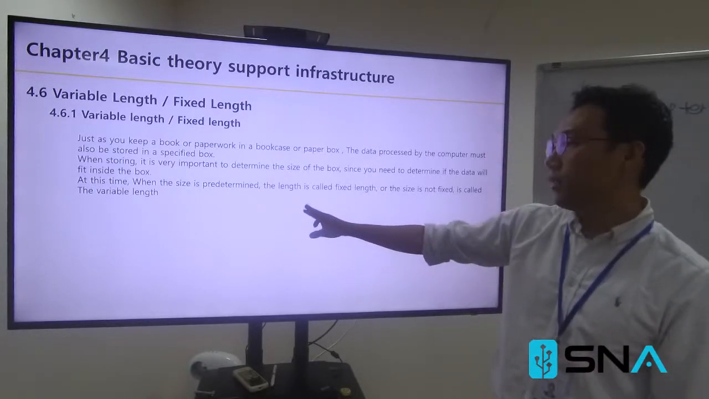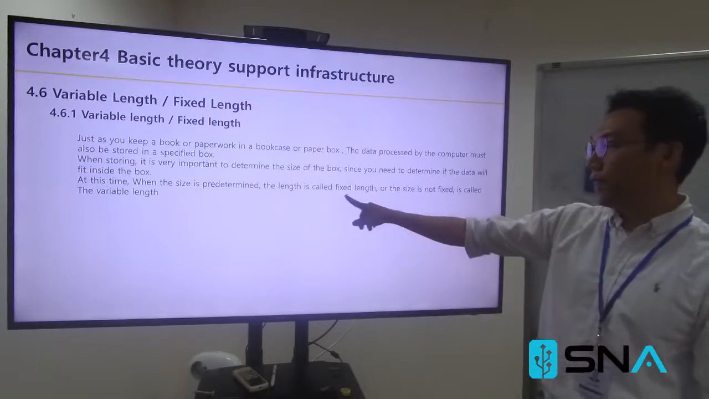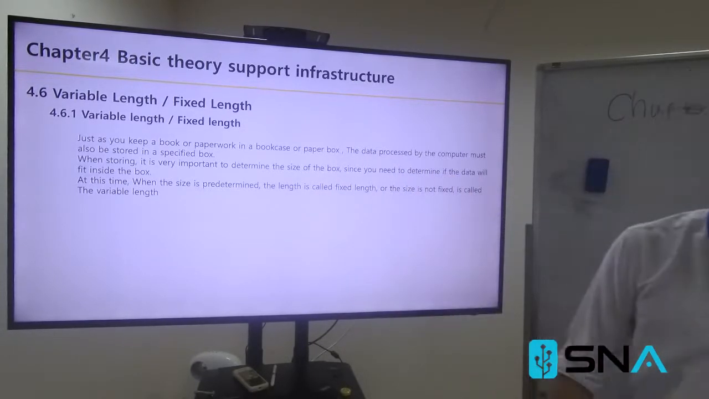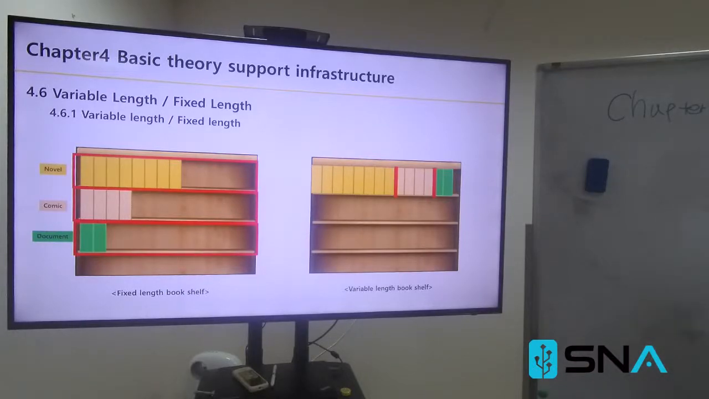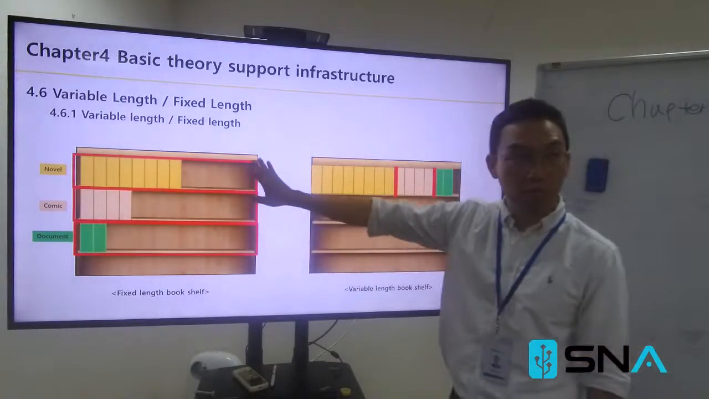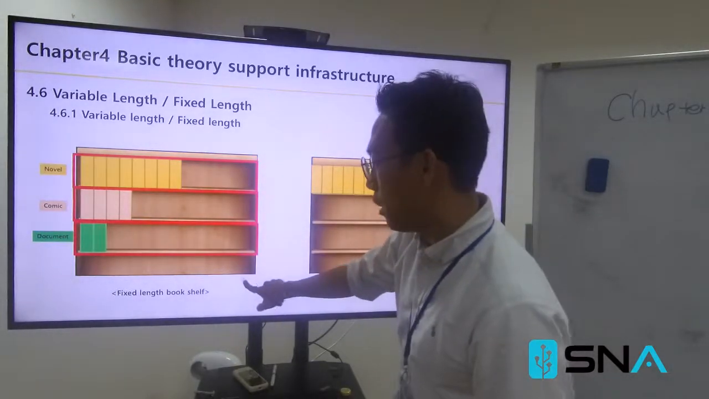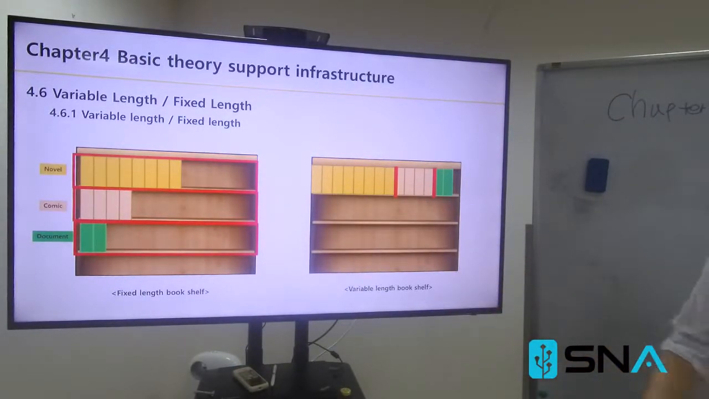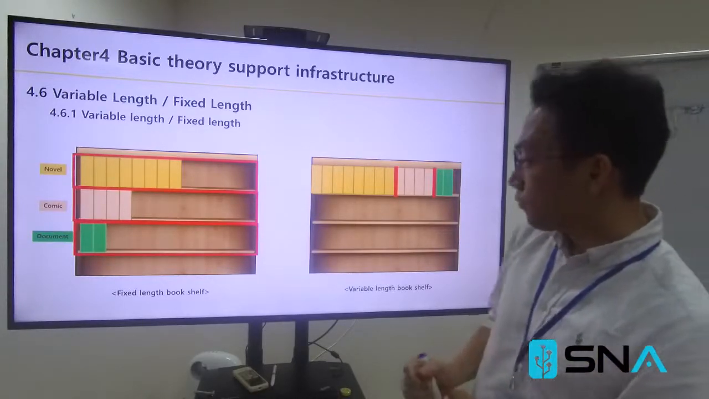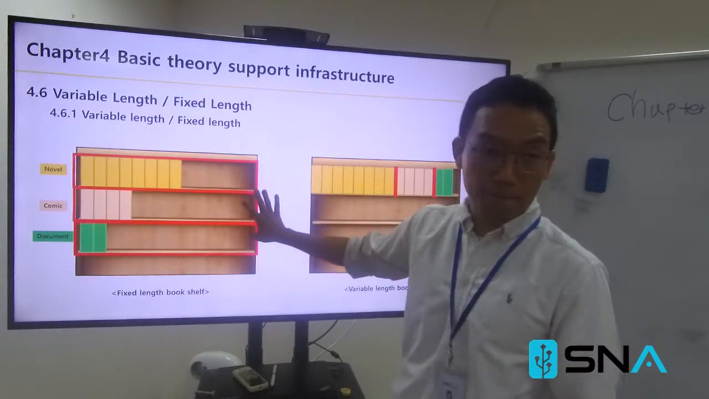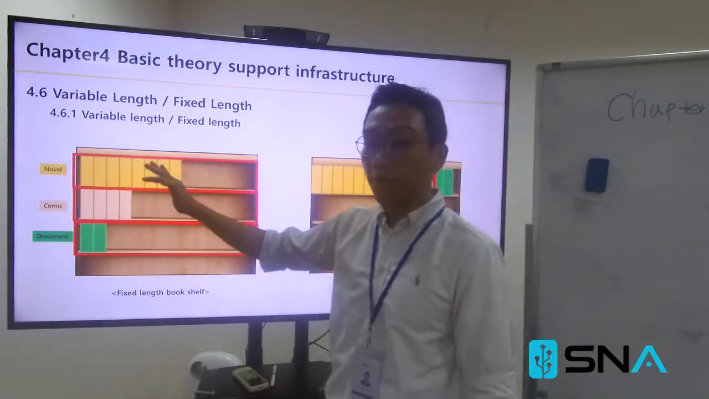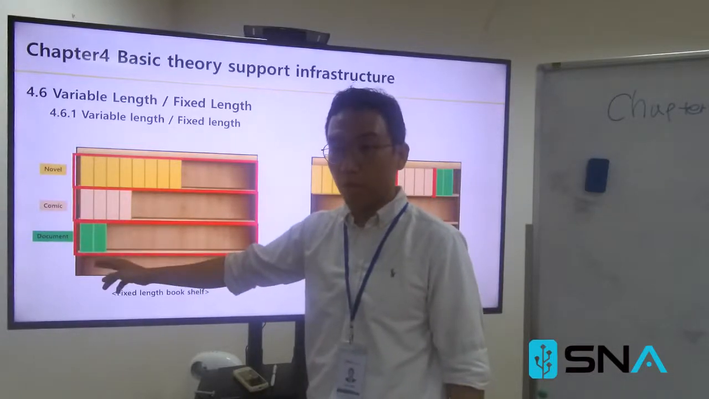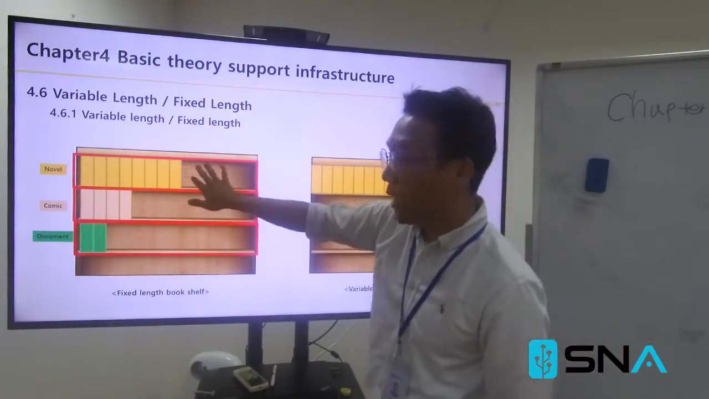At this time, when the size is predetermined, it is called fixed length, and when the size is not fixed, it is called variable length. For example, we can see this in a bookshelf, when we go to a library or bookstore. This is a fixed length. It separates some types of books, novels, comics, and documents, but many slots are empty.